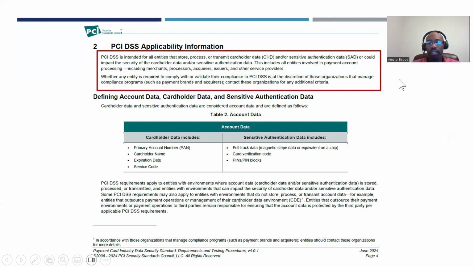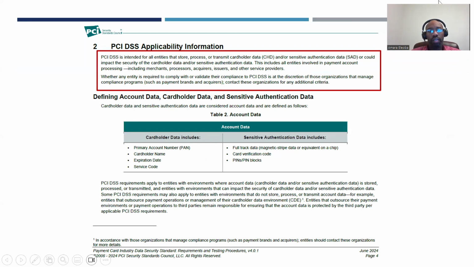All right, so PCI DSS applicability information: PCI DSS is intended for all entities or all organizations that are either processing, storing, or transmitting cardholder data and or sensitive authentication data, or any entity that could impact the security of your cardholder data and your sensitive authentication data. This also includes all entities that might be involved in payment account processing. So that includes the merchants, the payment processors, the acquirers, the issuers, and any other service providers.